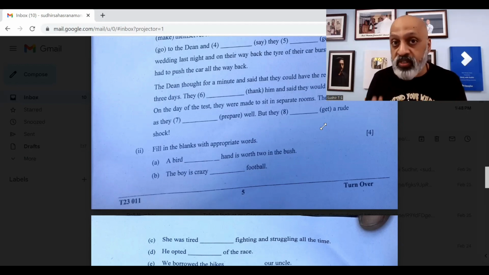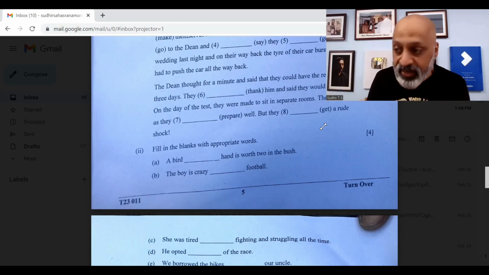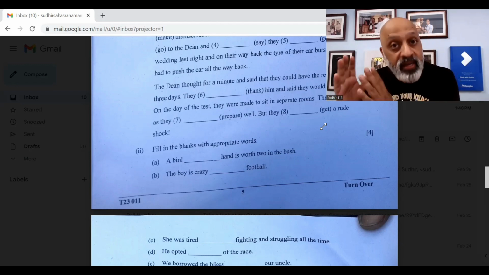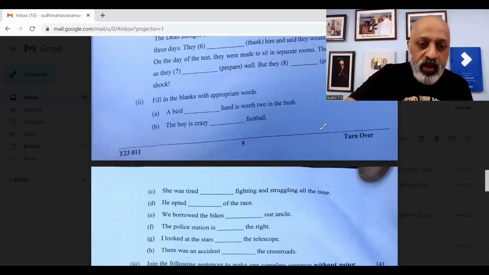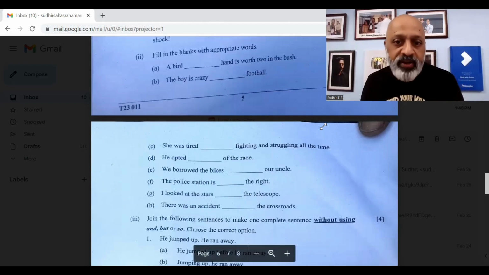So it's up to the council whether they want to consider for as well. About is definitely correct, but for also cannot be dismissed as completely incorrect. Because you do say that he's crazy for football, but about, as I said, is the most correct option. She was tired of fighting, of, and struggling all the time.